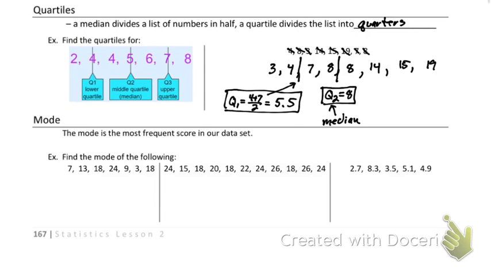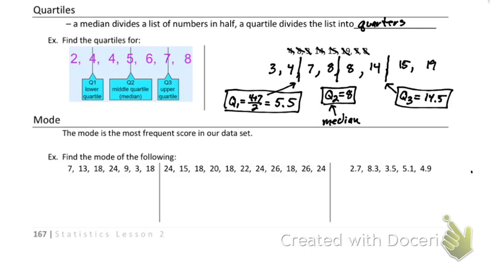Quartile 3 is going to be smack dab in the middle of those upper 4 data points. So our quartile 3 is between 14 and 15, so that's going to be 14.5. Once again, lower quartile is also called quartile 1. Quartile 2 is oftentimes called our median, and more often than not called our median. Quartile 3 is sometimes called our upper quartile. We have 3 quartile numbers.